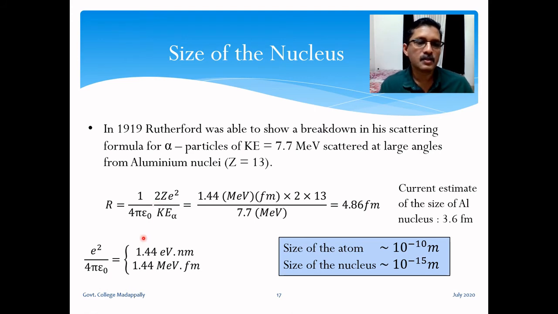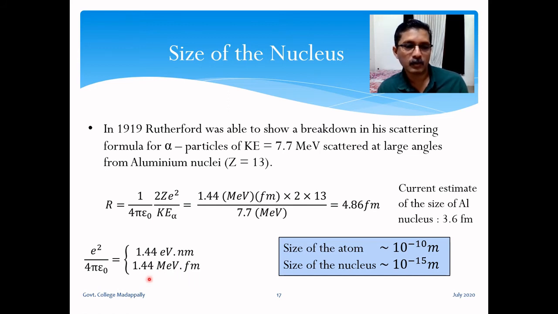In the same way, this e square by 4 pi epsilon 0, if you calculate, and I suggest that you do this calculation yourself. You know 1 by 4 pi epsilon 0 is 9 into 10 raised to 9, and the e square value also you know, that will give you the answer in joule meter. Then you divide by the electronic charge, then one electronic charge gets cancelled. So this calculation is very easy, and what you get is a neat number, 1.44 electron volt nanometer. You can also rewrite this as MeV femtometer. So this is very useful.